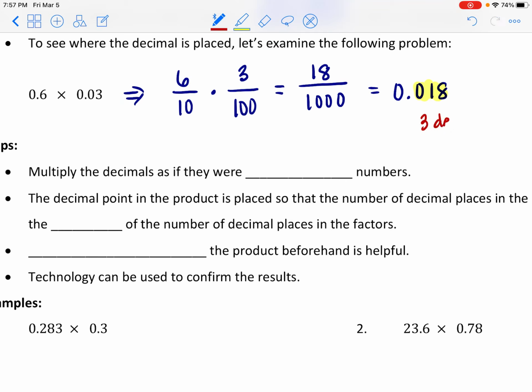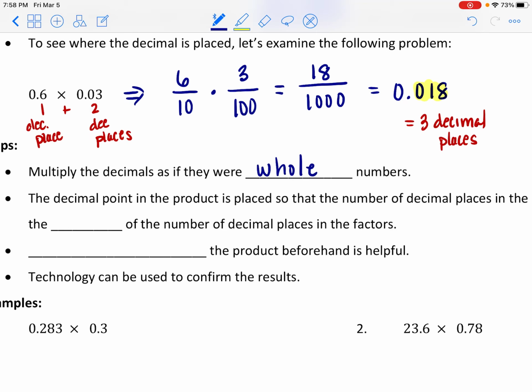to be equal to the sum of the decimal places in our original problem. We have 3 decimal places in the answer. And if you notice what we started with, we had 1 decimal place here, and here we had 2 decimal places. If we find the sum of 1 and 2, that gives us the 3 decimal places that are to be in our answer. So when we multiply decimals, it is as simple as multiplying them as if they were whole numbers, sort of ignoring the decimals throughout the multiplying process.